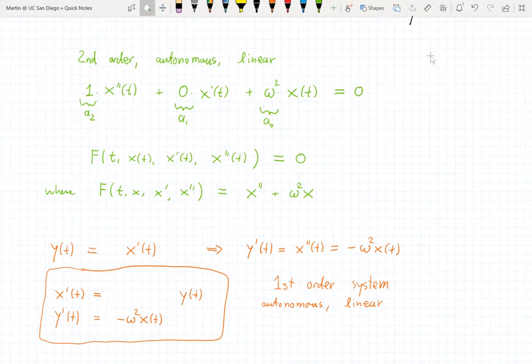And from the ordinary differential equation, we get that x''(t) is equal to negative omega squared times x(t). Okay, if we put all that together, we see that we can rewrite the harmonic oscillator equation as x'(t) equal y(t), and y'(t) equal negative omega squared times x(t). That system now is first order. It is still autonomous, and it's also still linear.